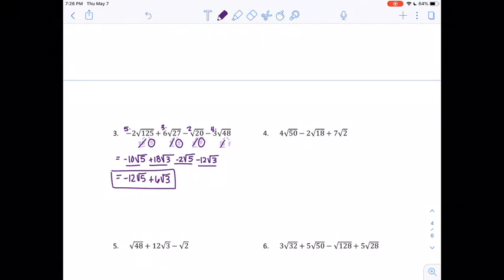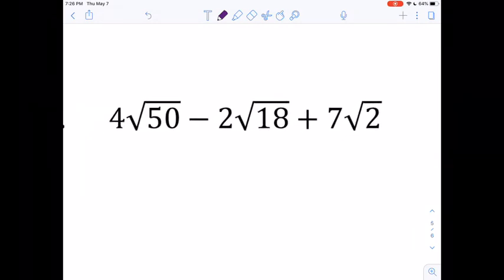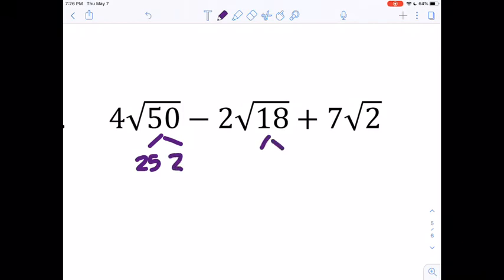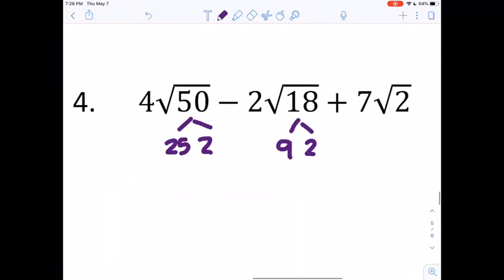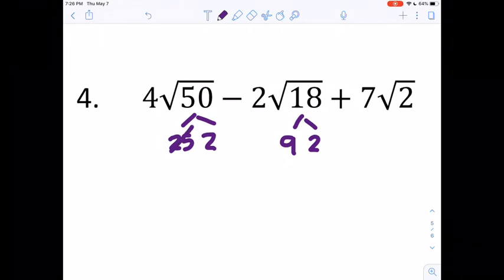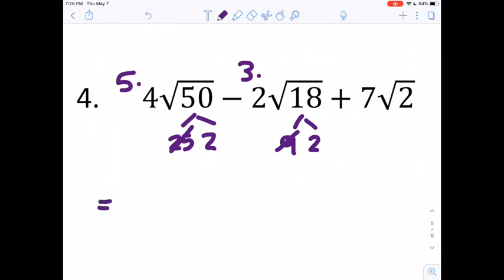Okay. Number 4. I could break up 50 into 25 and 2. This is 9 and 2, and then I can't break up that last one. So the square root of 25 is 5. Square root of 9 is 3. Whatever number you pull out, it's got to multiply by the number in front.